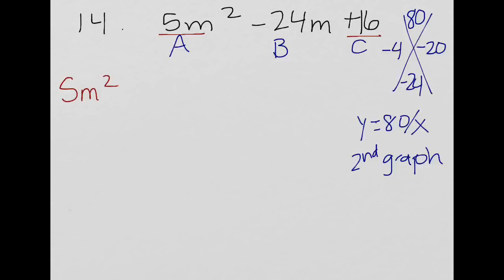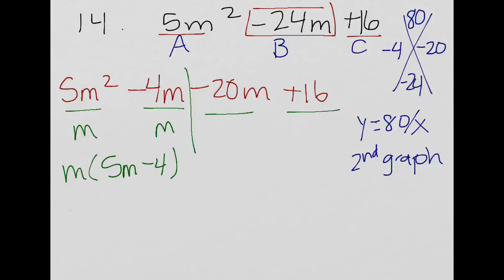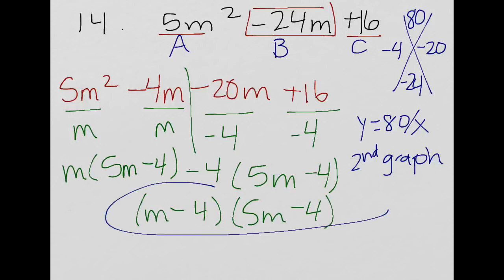So we do 5m squared plus 16, and we're going to break this middle part apart, and we'll get 4 terms. We'll split it. The left side only has an m in common, so it's 5m minus 4. The right side has a 4 in common, but because that 20 is negative, you have to take that negative or your numbers will never match. 5m minus 4. So I take my outside pieces and my repeated or inside piece, and that is my answer.